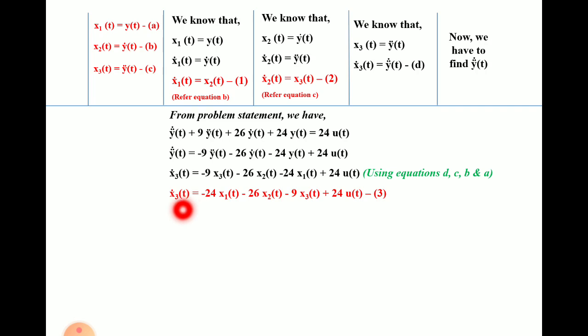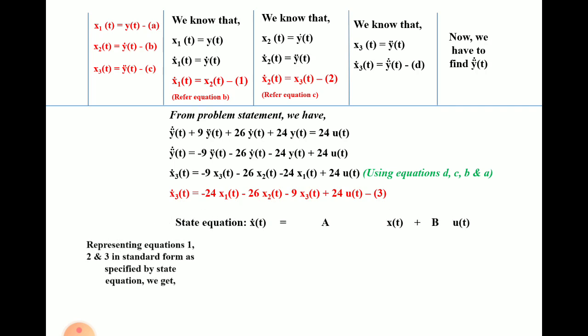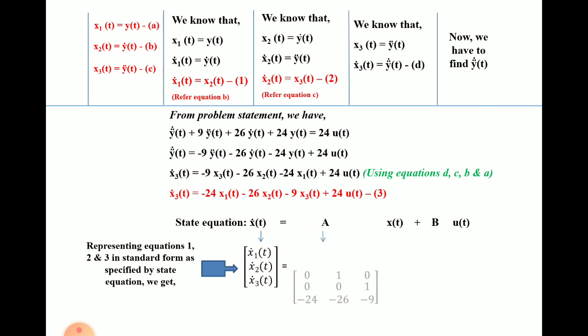Now here you can observe x3 dot of t, that is the state equation, is represented purely in the form of state variables x1, x2 and x3 and input. So now we will represent these equations in form of a state model. So again, x dot of t is nothing but x1 dot, x2 dot, x3 dot, and we have our A matrix and we have our x of t matrix.